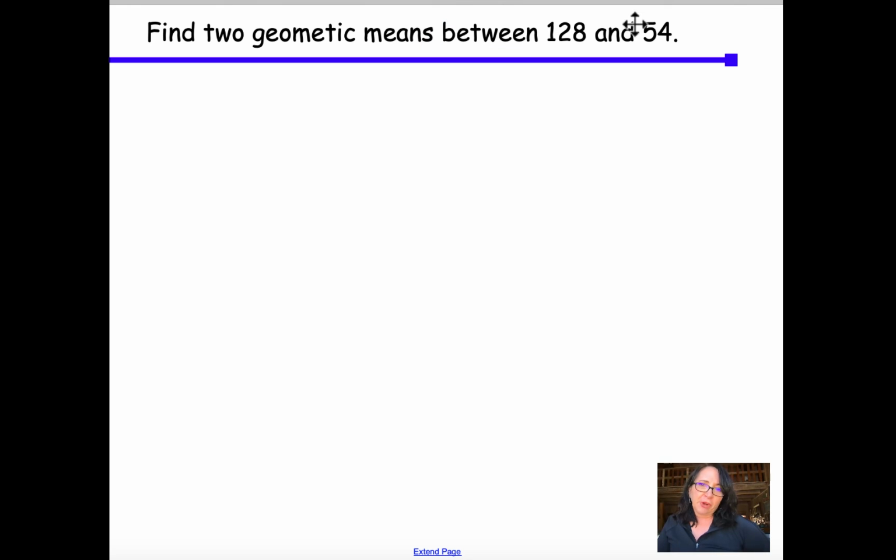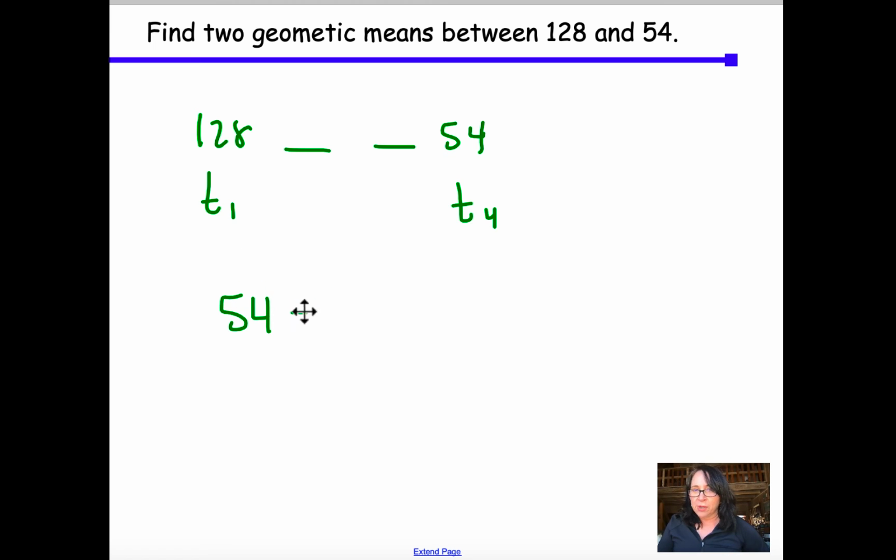Find 2 geometric means between 128 and 54. And so, again, this is my first term, second, third, fourth. This is my fourth term. So I know my fourth term is 54. So I'm going to go my 54 equals my first term, 128, times my common ratio, which I don't know, to the n minus 1. So my n is 4. So 4 minus 1 power.